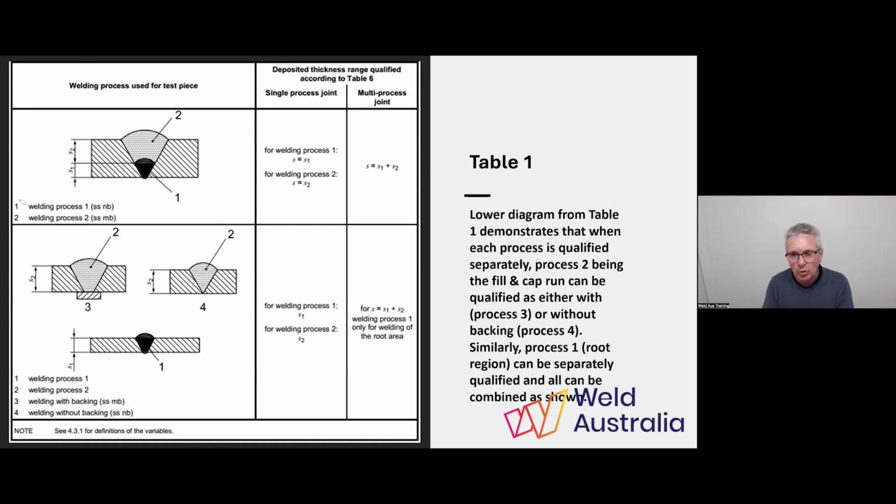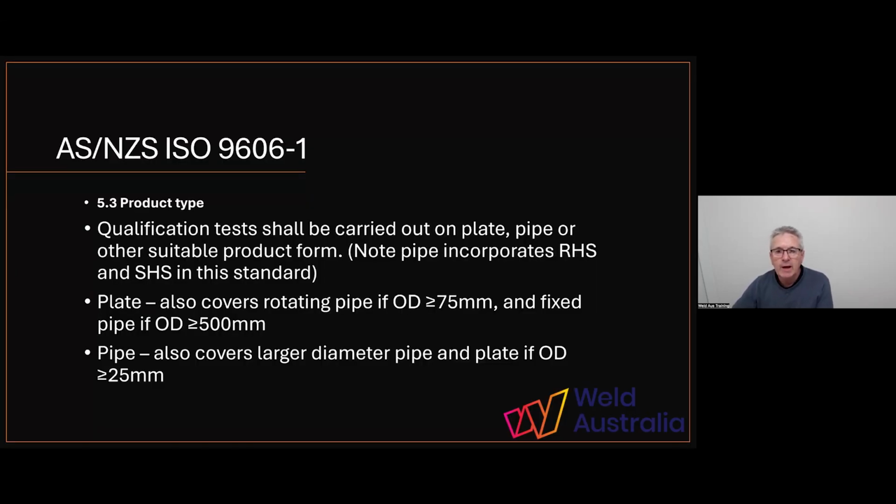All right, so just to make sure, we got that there. Product type, which is 5.3. Says there, qualification test shall be carried out on plate, pipe, or other suitable product form. Note, pipe incorporates RHS and SHS in this standard. Plate is also given on a rotating pipe of outside diameter equal to or greater than 75 millimeters, and fixed pipe of outside diameter equal to or greater than 500. Pipe also covers larger diameter and plate if the outside diameter is equal to or greater than 25 mil.